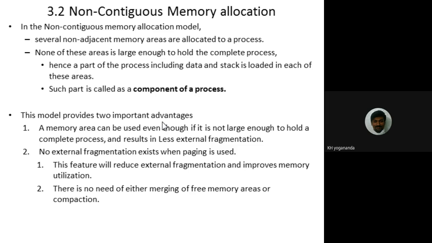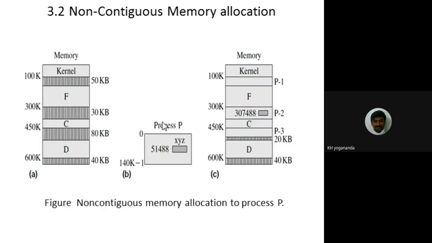And in this, there is no need for merging of the free memory areas or performing memory compaction. In contiguous memory allocation, what is the problem? There is a problem of external fragmentation. To overcome that, we were merging the free memory areas or doing the memory compaction method. In the non-contiguous memory allocation model, there is no need for merging of free memory areas or going for the memory compaction method. And this is the picture depicting non-contiguous memory allocation to a process.